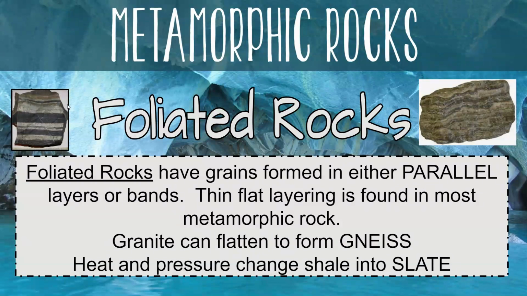So you can see in these rocks here that these layers are parallel. Even this one, even though it's wavy, they're still forming in parallel layers. This thin, flat layering is found in most metamorphic rock. So again, blanks here, it says grains are formed in either parallel layers or bands, which is your missing word. And then it says thin, flat, which is your missing word, layering found in most metamorphic rock.